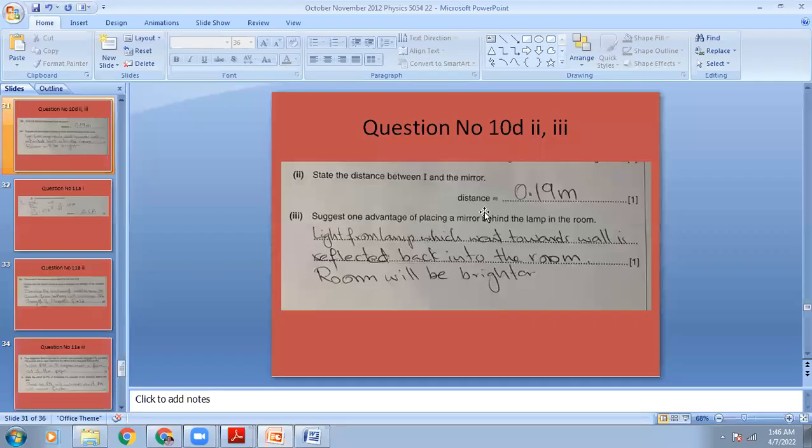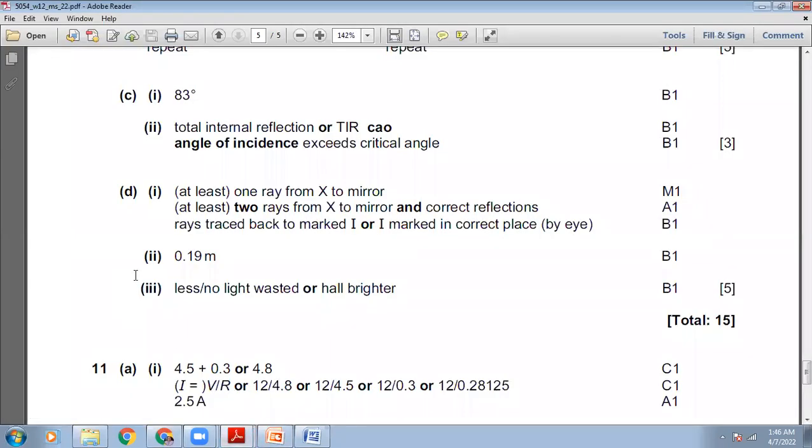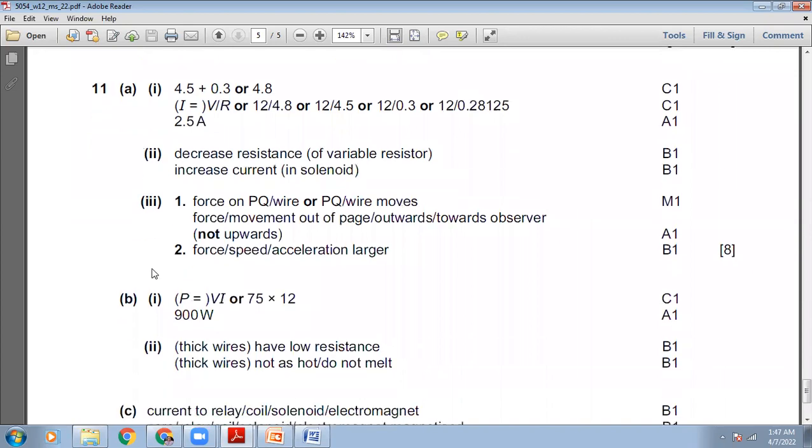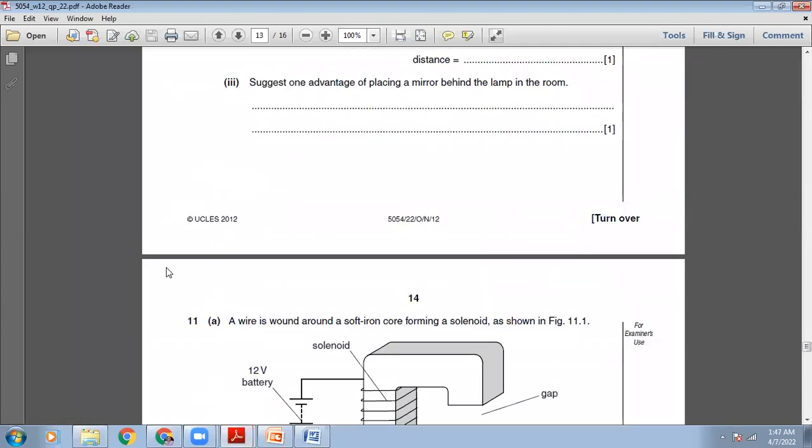Room will be brighter. Okay, so let's have a look at the marking scheme. It says, less or no light is wasted, or how the hall becomes brighter. So we are done with question number 10. We are going to the next question.